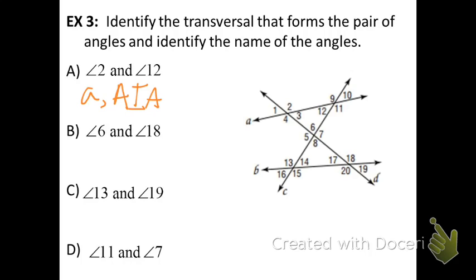Our next one is angle 6 and 18. Okay, they're on the same side of this, so that makes D our transversal, and because they're on the same side, they're either both inside or they're both in the same position. And we can see they're in the same position. Those are known as corresponding angles.